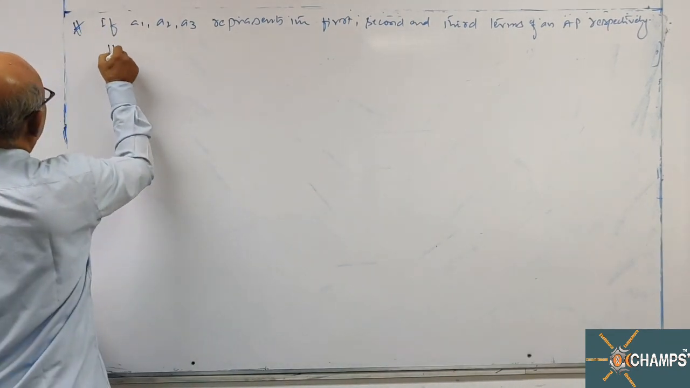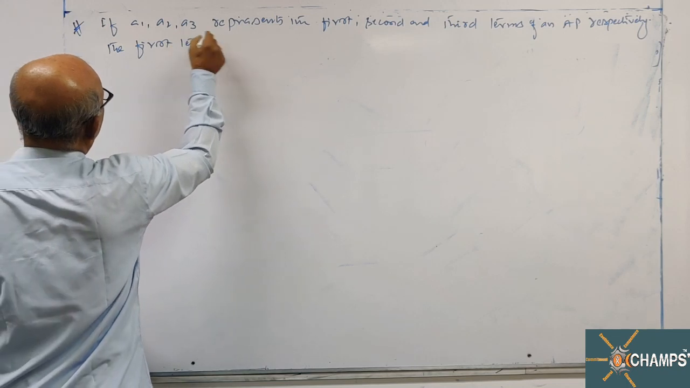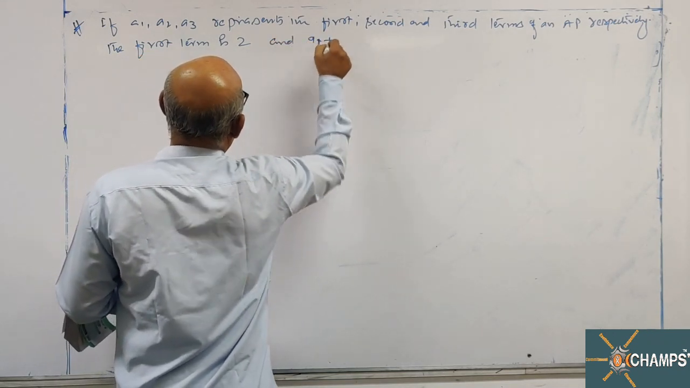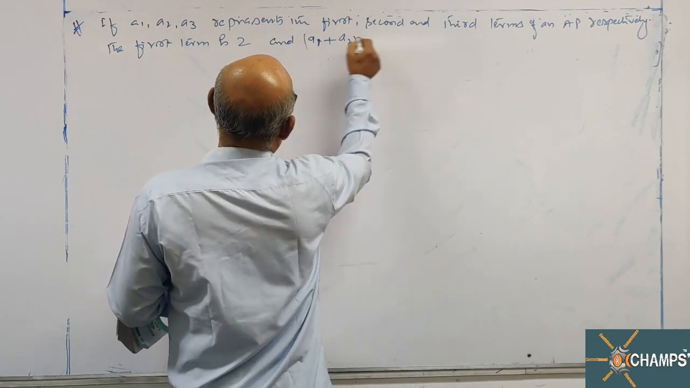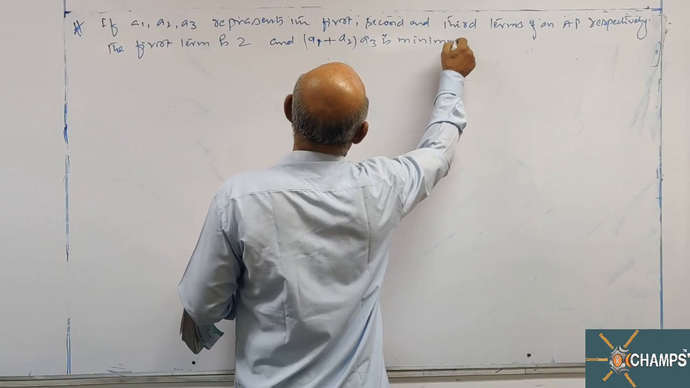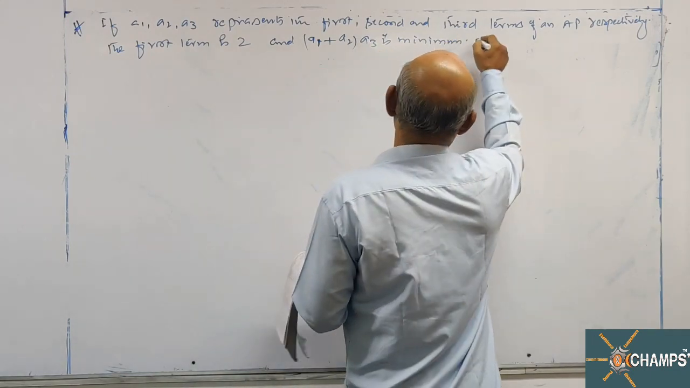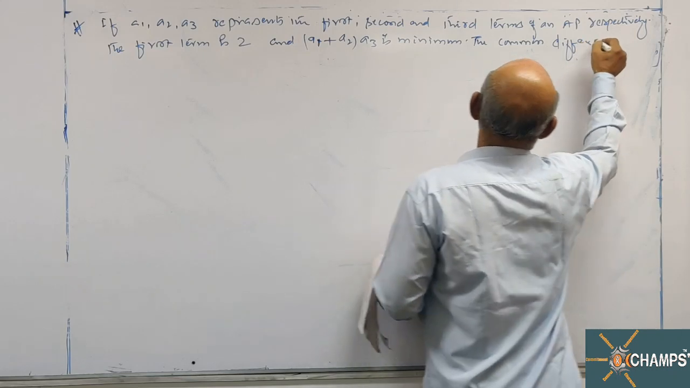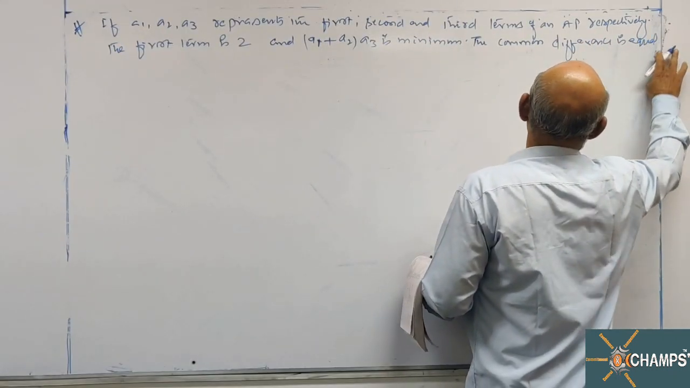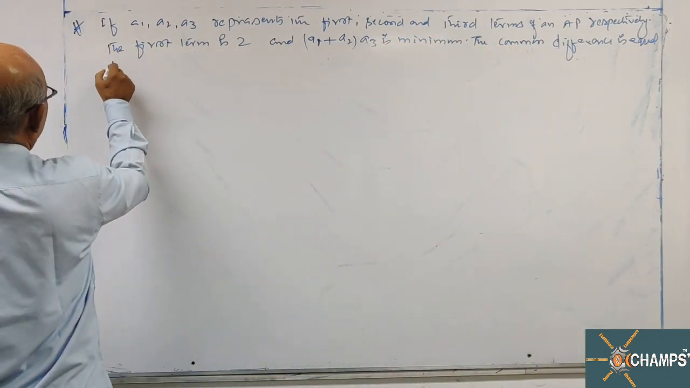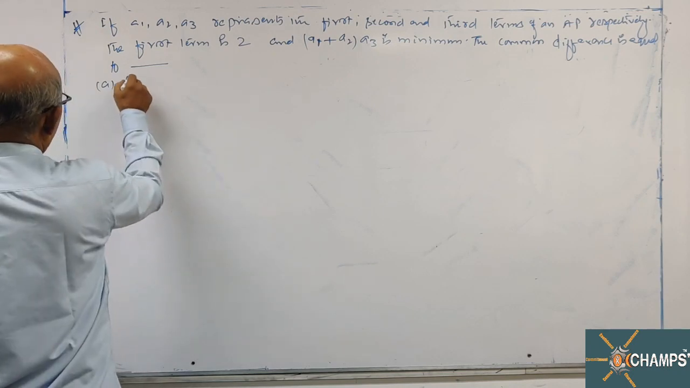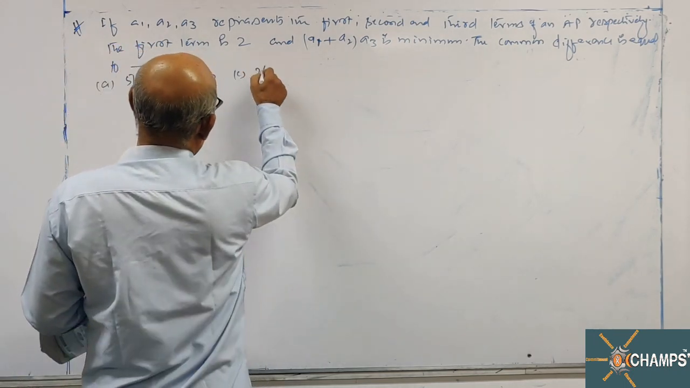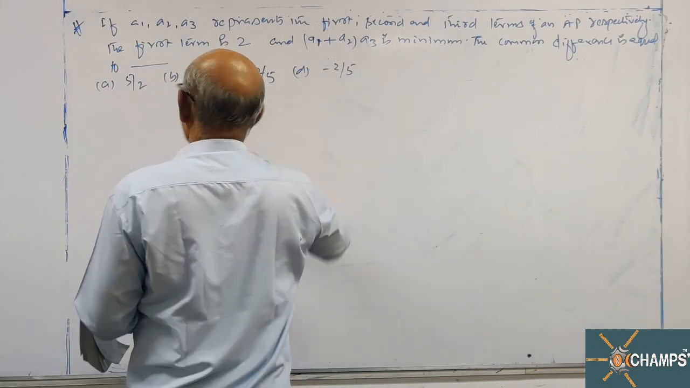The first term is 2. And A1 plus A2 into A3 is minimum, then the common difference is equal to: option A 5 by 2, option B minus 5 by 2, option C 2 by 5, option D minus 2 by 5.